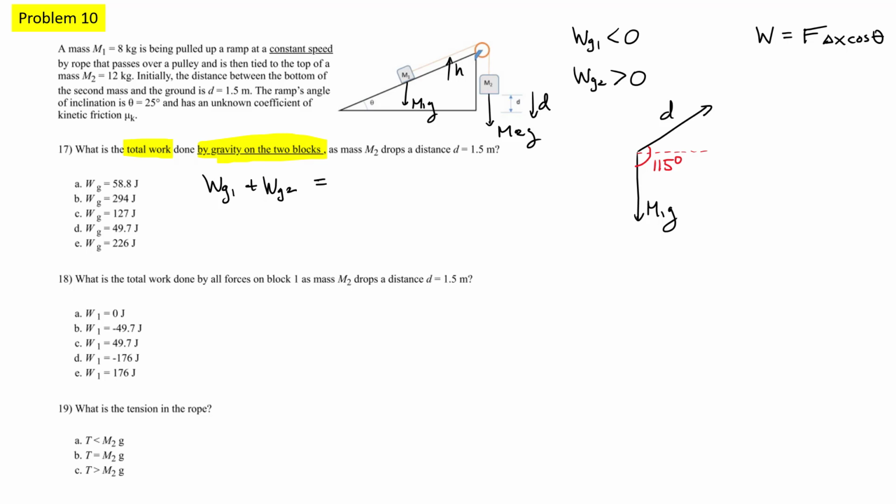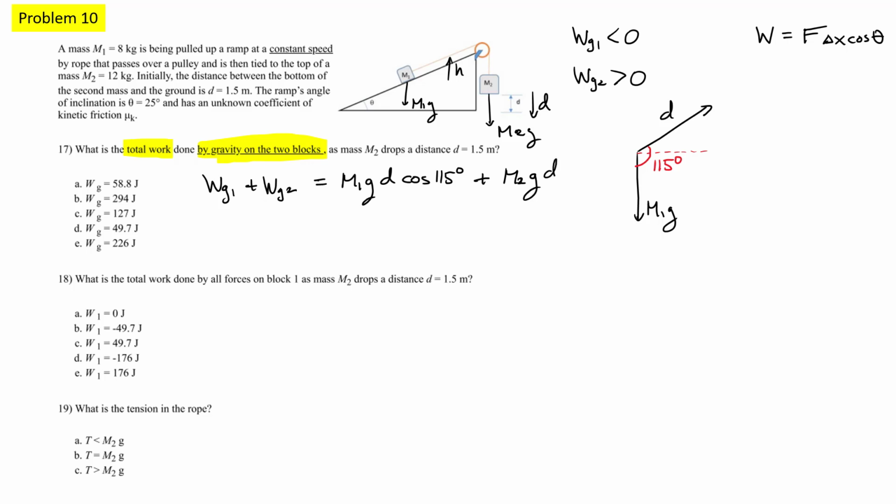So you say it is the magnitude of the force, m1g, the magnitude of the displacement, which is d, multiplied by cos of 115 for this one. And cos of 115 is going to be a negative number. So that's going to make this first term negative. Plus, what is the work done by gravity for block number 2? It's the force of gravity on block number 2, m2g.